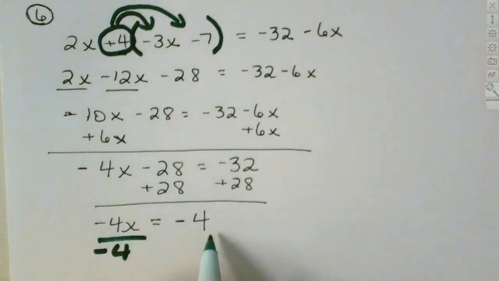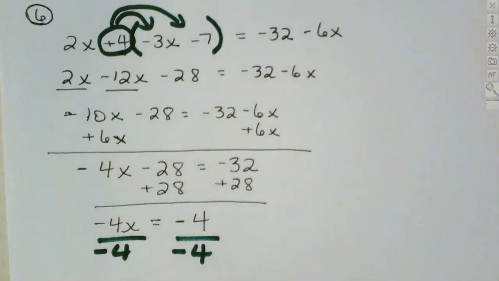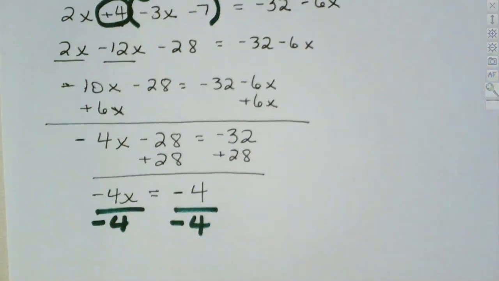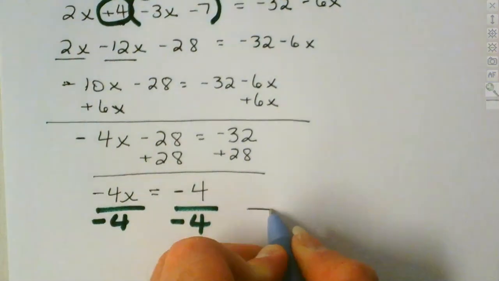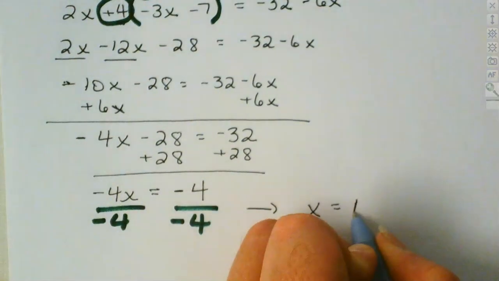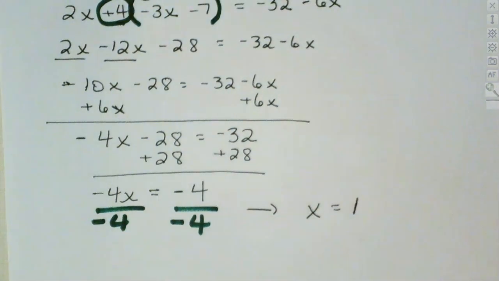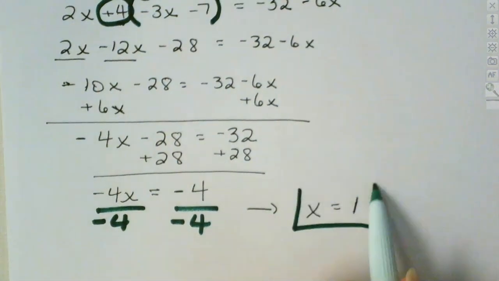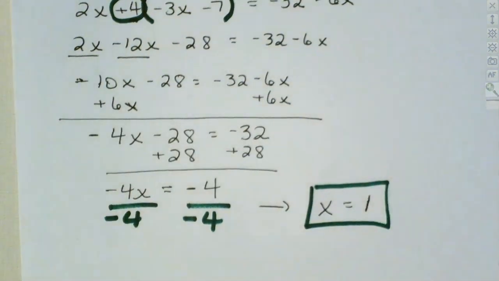And what are you going to divide both sides by now? Okay, we need to get rid of that negative 4 in front of the x. So I'm going to divide both sides now by that negative 4. That leaves me with x by itself. Negative 4 over negative 4, well, that leaves you then with your 1. So that is my finished answer. And x now equals 1.